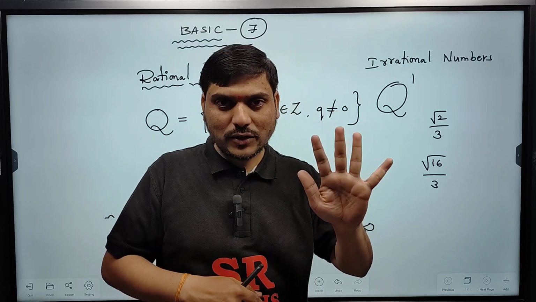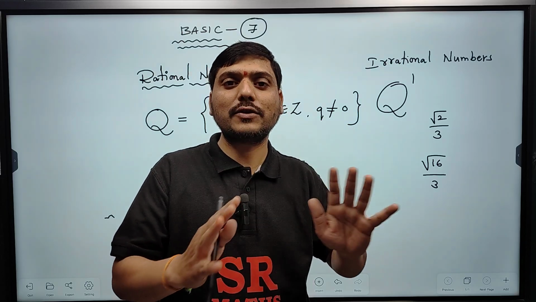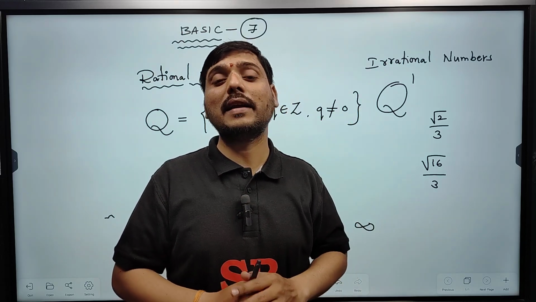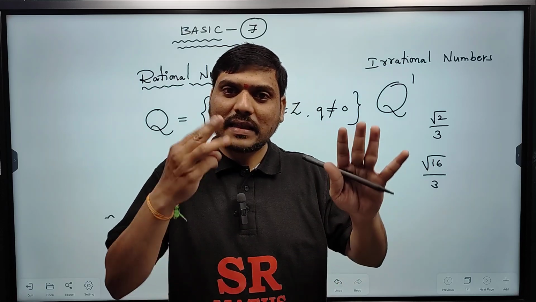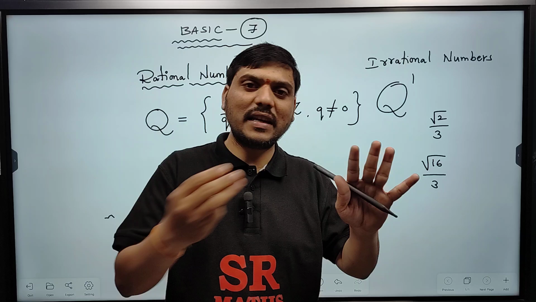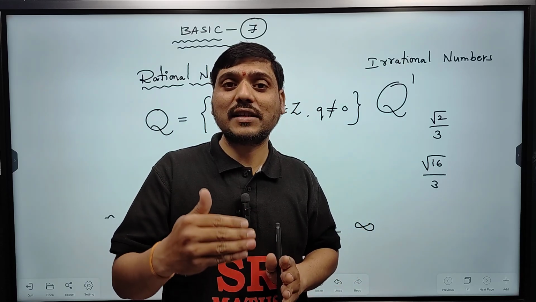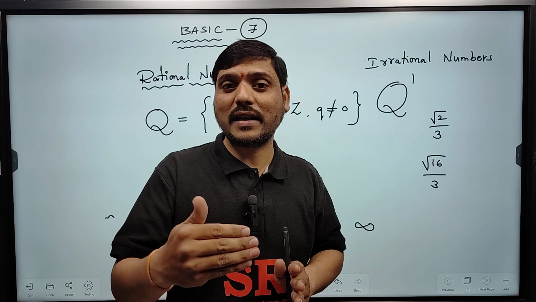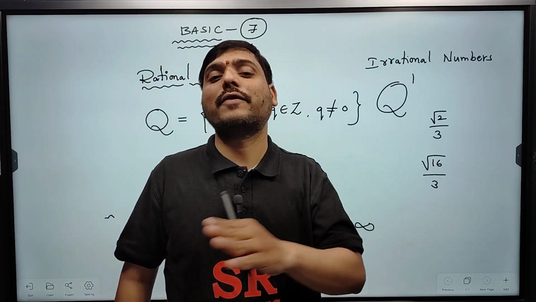5 is not a perfect square. 6, 7, 8 are not perfect squares, but 9 comes again as a perfect square because 9 can be written as 3 times 3, 3 multiplied with itself is 9. So 1, 4, 9, 16, 25, 36, 49, 64, numbers like that are called perfect squares.